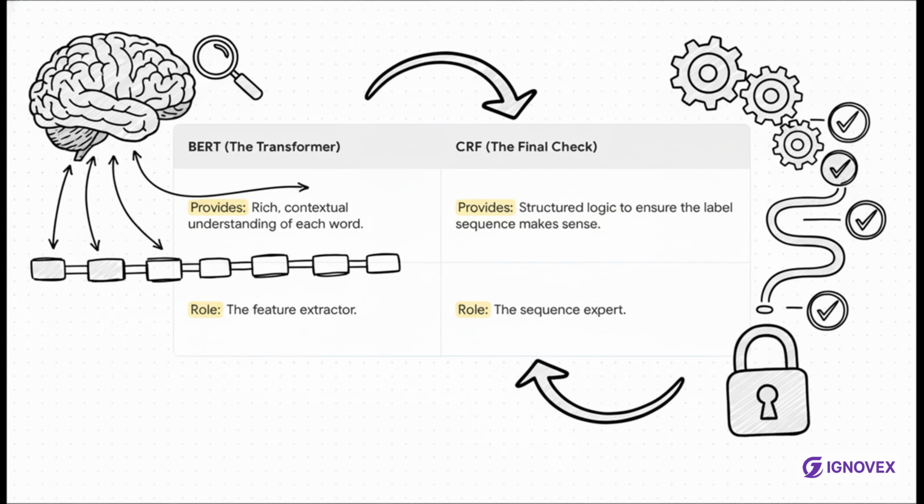It's the consistency expert. So for example, BERT might know that New and York are both part of a location, but it might mess up and label both as the start of a location. That doesn't make sense. The CRF steps in and enforces the structure, the rules. It makes sure that a start of a location tag is followed by an inside location tag. It's the perfect marriage of deep understanding and logical structure.